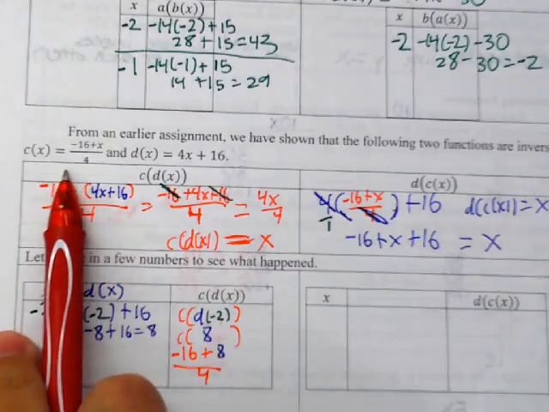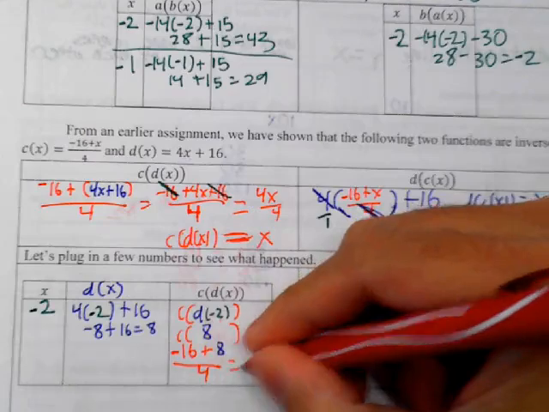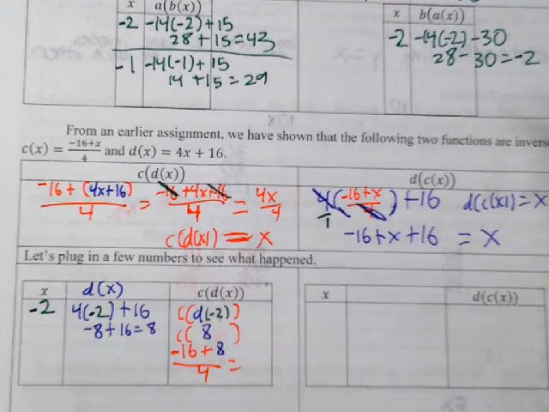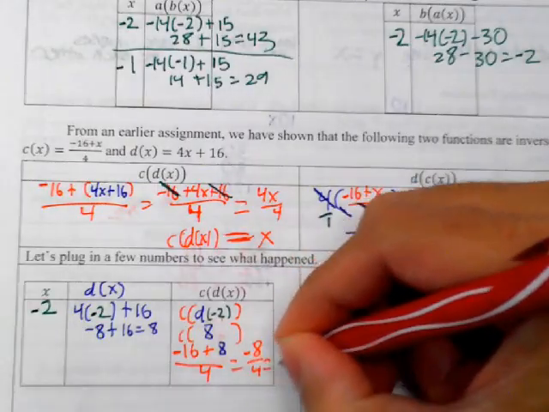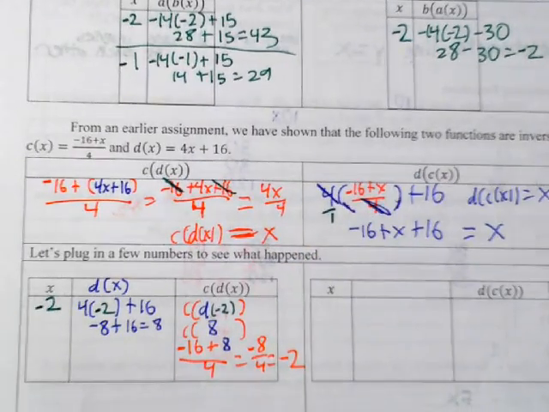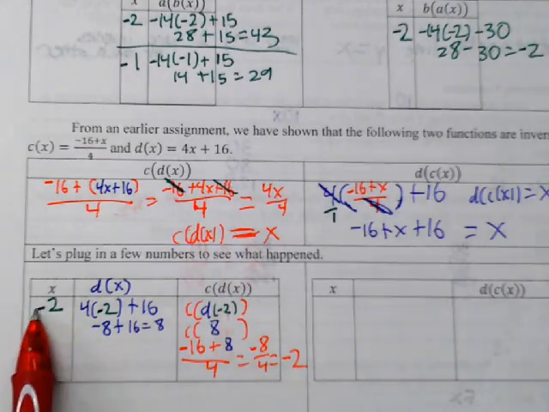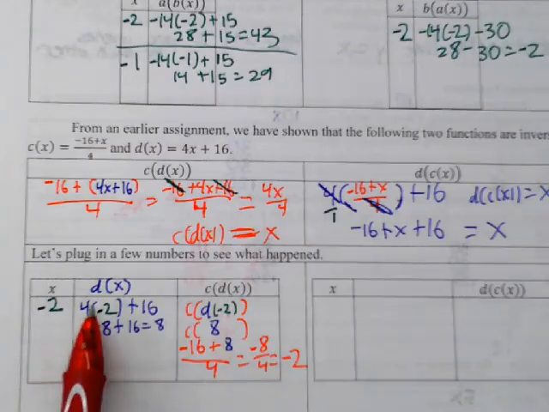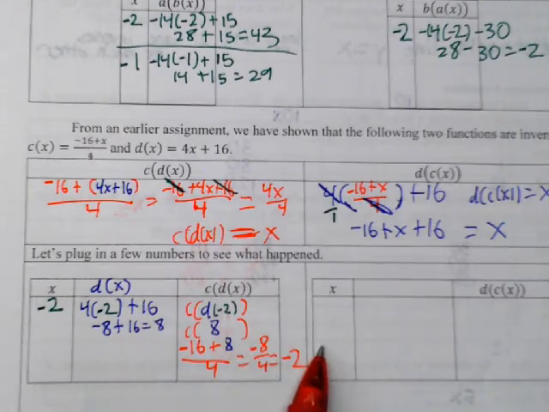Okay, so let's think about this. We started with negative 2. D of x changed that negative 2 into an 8, but then c of x took that 8 and gave you back negative 2. Remember, that's the definition of an inverse function. An inverse function undoes the action. D of x changed negative 2 into 8, and c of x undid that and turned the 8 back into the starting negative 2.